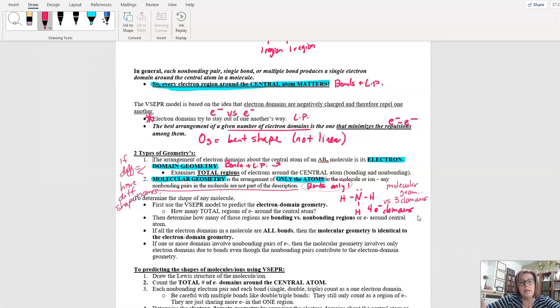Please list the molecular geometry shape name. They'll tell you which one. Unfortunately, we have to learn both. Okay, so to determine the shape, here are the rules.